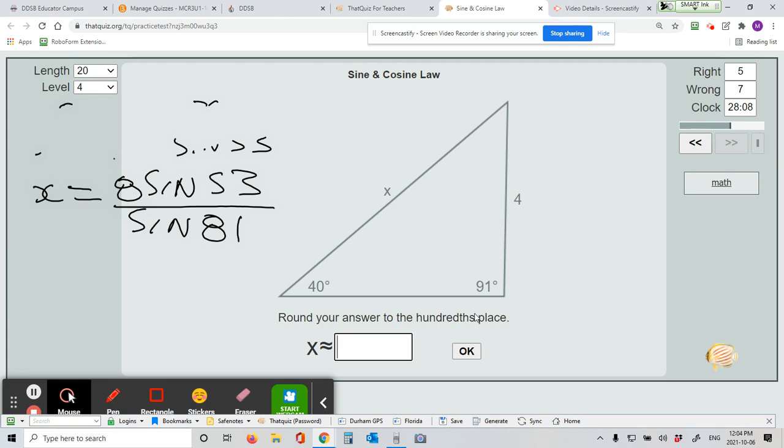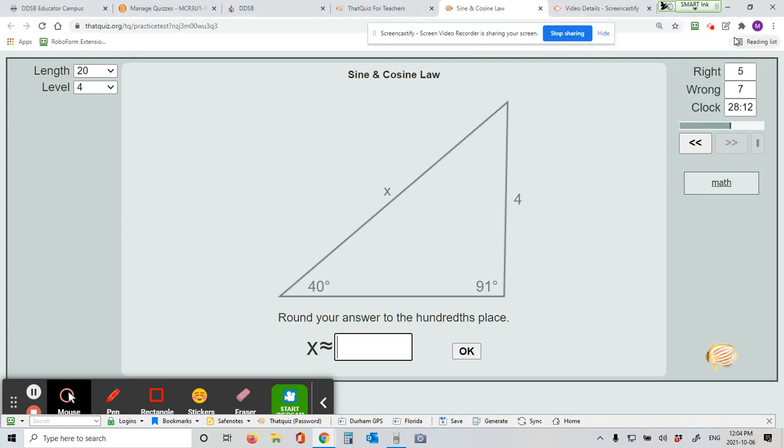So we're going to do exactly that. We're going to put the combination that we know, which is the 40 and the 4. That's the combination we know. The side goes on top. So 4 over the sine of 40 is equal to, the side goes on top, x over the sine of 91. This is almost a right triangle. Not quite a right triangle. It's very close to being a right triangle.